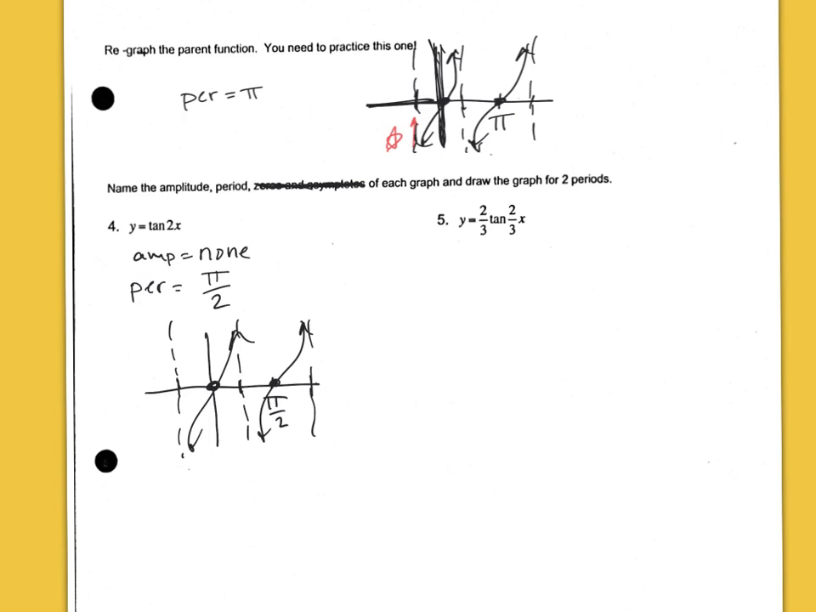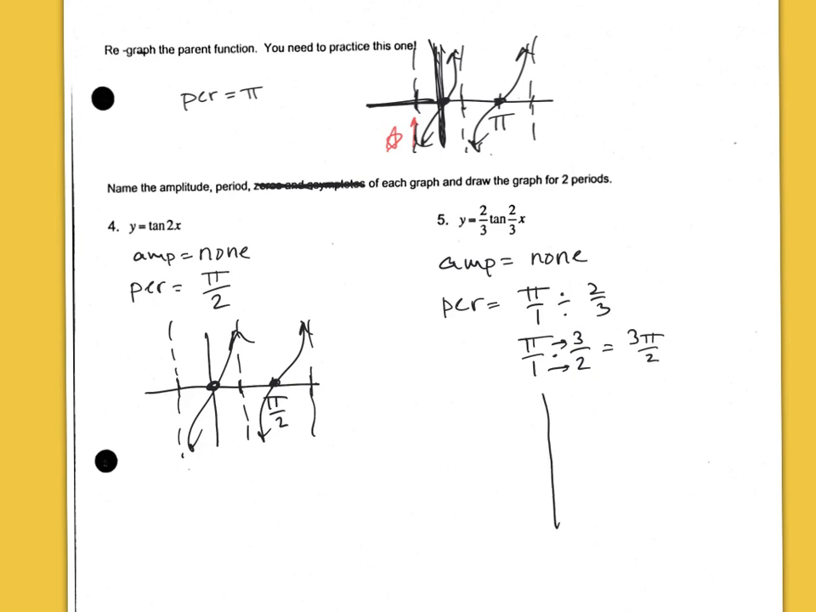Now for this one, we have an amplitude, of course, which is, well, there isn't one. I know it says 2/3, but you ignore that, and we don't graph it. The period is pi divided by 2/3, which is going to be pi over 1 times 3 over 2. Straight across the top, straight across the bottom, 3 pi over 2.